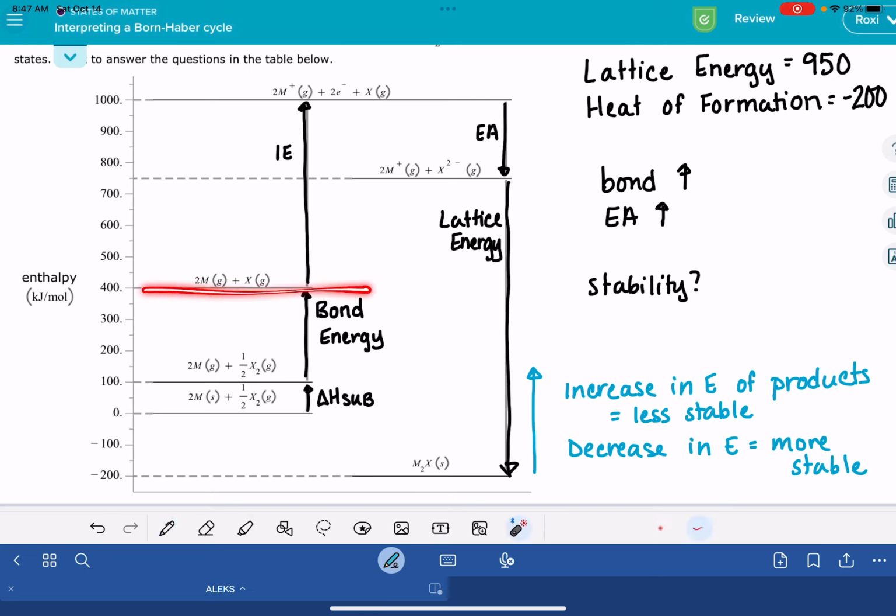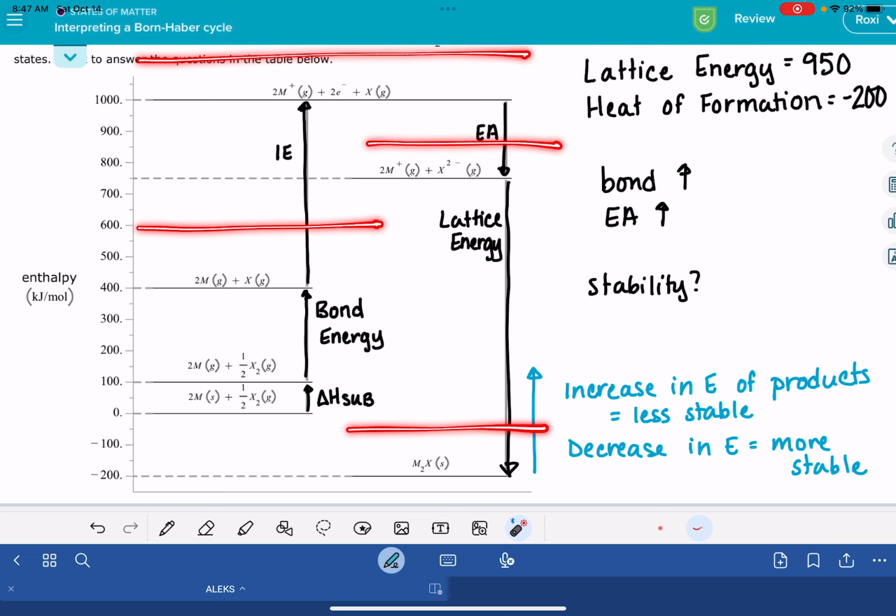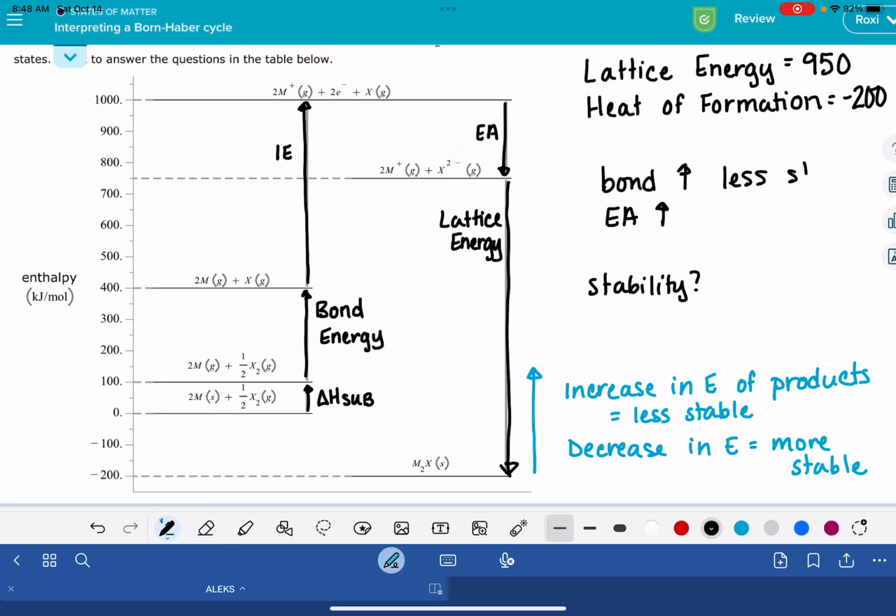So if the bond energy gets bigger, that means that the gap here is going to go up. This line is going to move up. This line's going to move up. This line's going to move up. We've increased the energy in our products. That means that this is going to be less stable. If the electron affinity increases, that means that this gap is going to get bigger. So this line is going to move down. This line is going to move down. This would cause our products to be more stable. And there's another situation where we're not able to tell. We can't make a prediction because one of these scenarios causes the energy to go up and the other one causes the energy to go down.